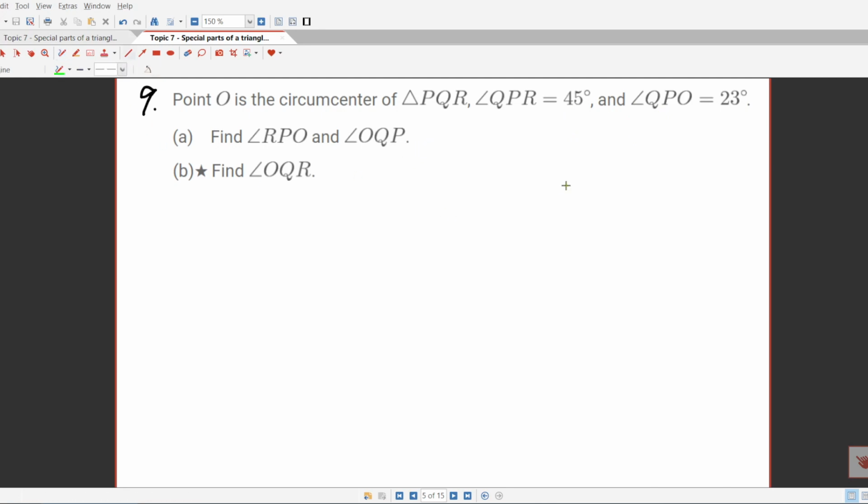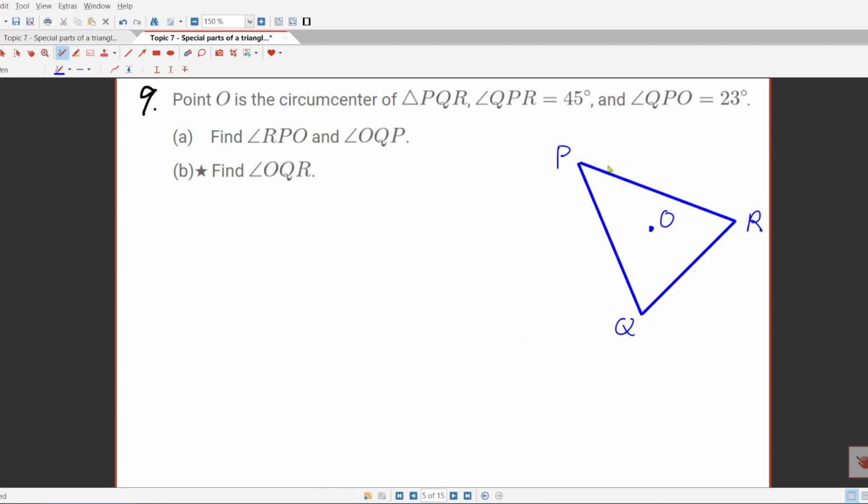So let's draw the triangle first. So the triangle looks like this. It's a triangle here. Suppose this is a point P, then PQR. So let's call this Q, and this point is R. And somehow we have a circumcenter here, right? O.